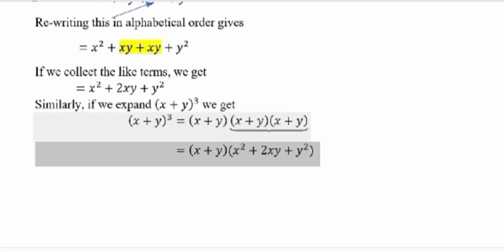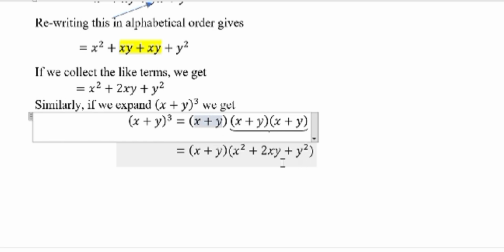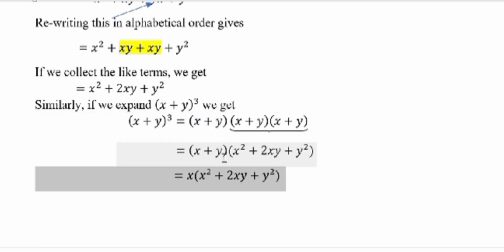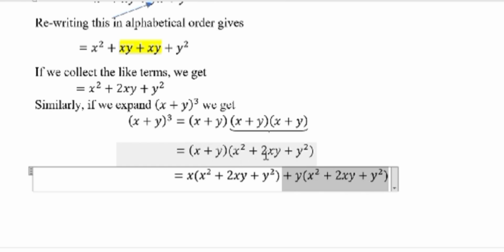Now, as we did in the previous example up here, we split this first bracket as we maintain the second one. So this will be equal to x into the whole of the second bracket, then plus y into the whole of the second bracket again. We have split this first one as we maintain the second bracket.